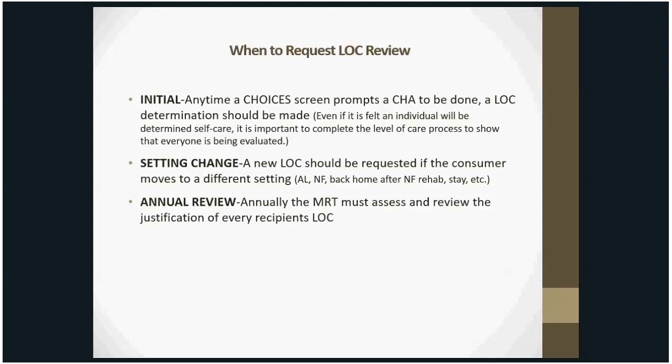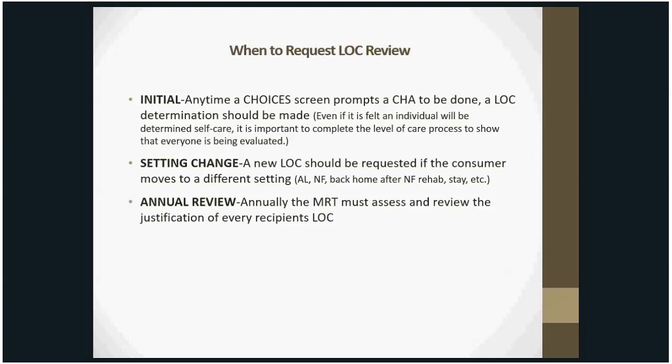Whenever a setting change happens, a level of care review should be requested. And what I mean by setting change is, let's say somebody is in an assisted living, they have a fall, the physician thinks that they need to go to the nursing facility for a while to get some rehab, and then they come back to the assisted living. With each setting change, there should be a new level of care request.